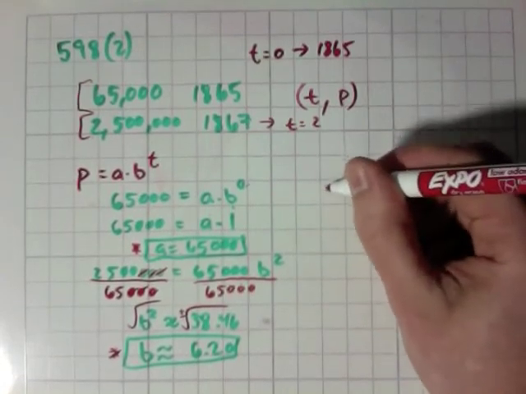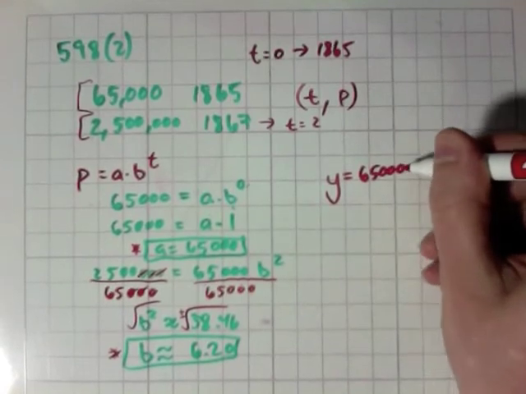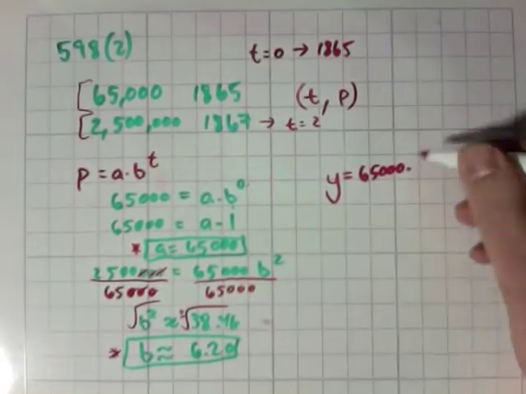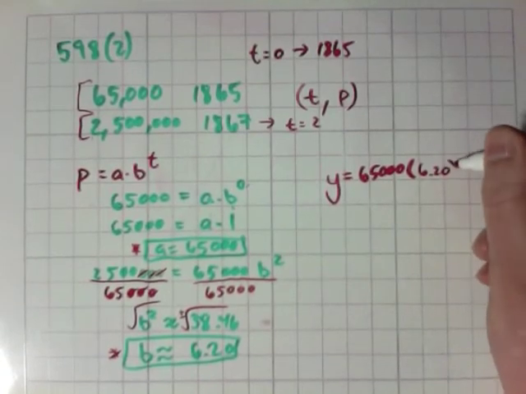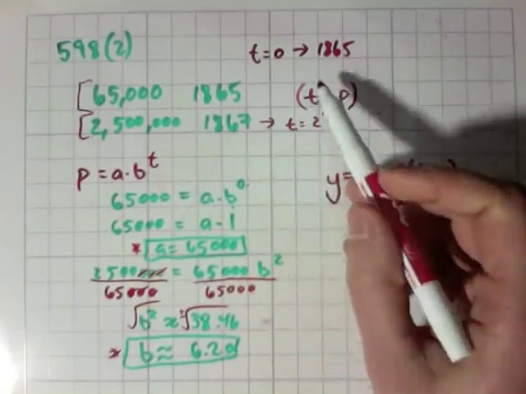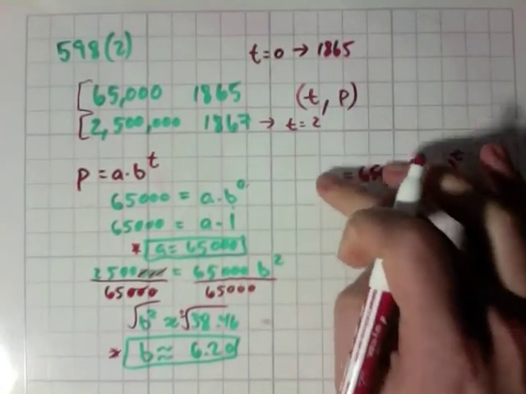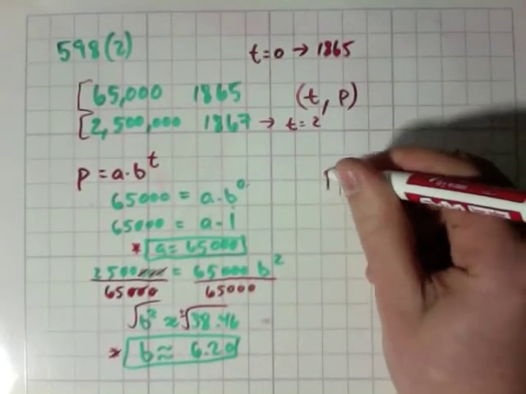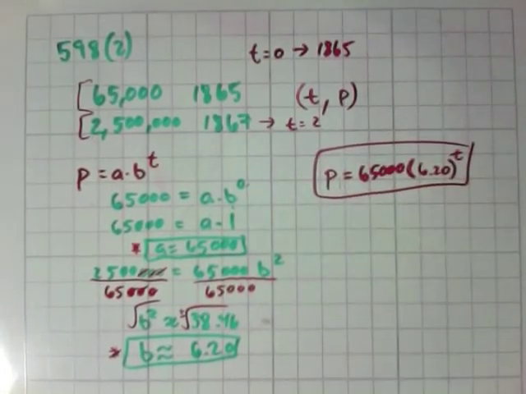Alright, so our exponential model is y equals 65,000, being our starting value, multiplied by 6.20, which I suppose I could put in parentheses, 6.20, to the value of t. I want to leave t, and actually y is in reality p here, population. So this is going to be our population model.